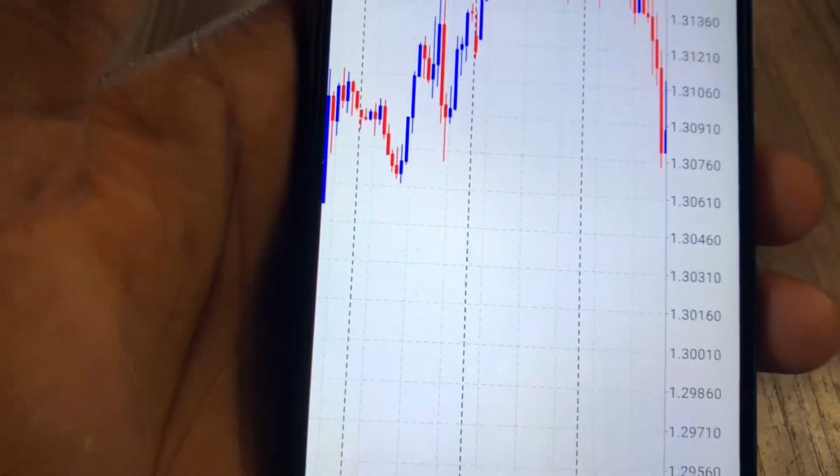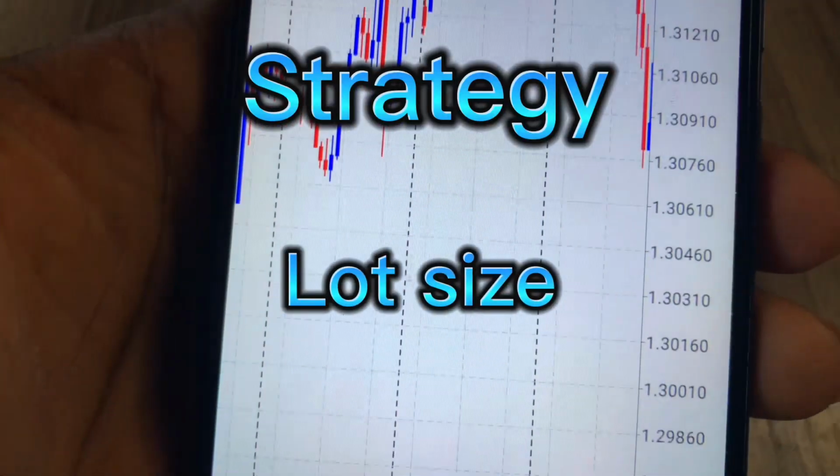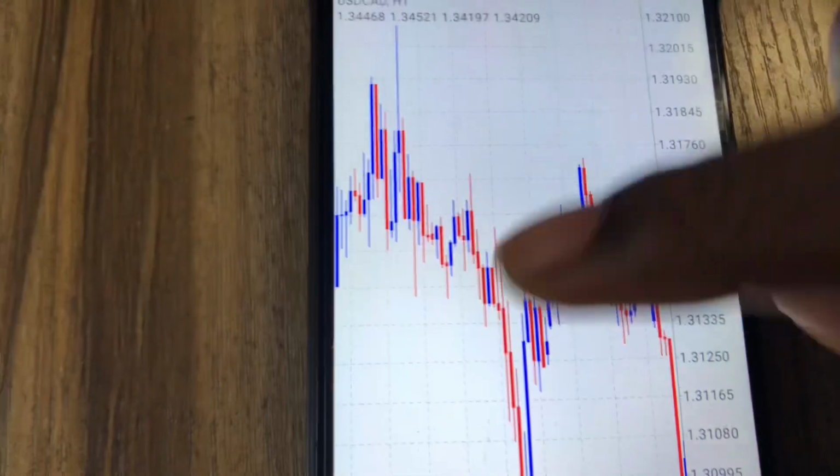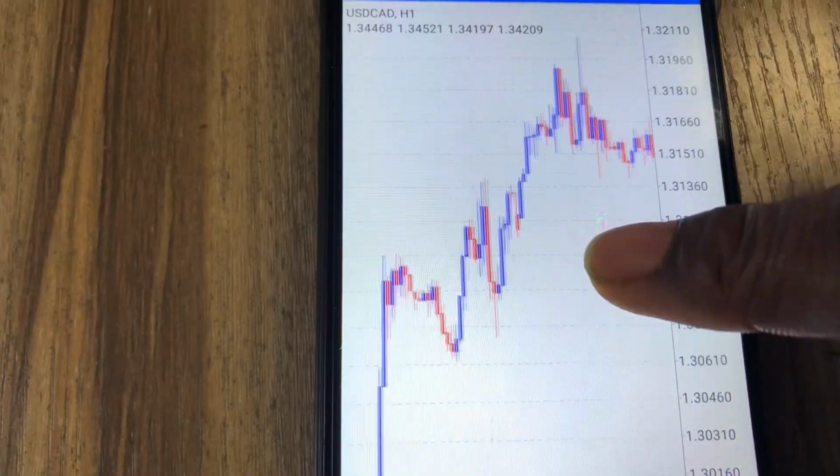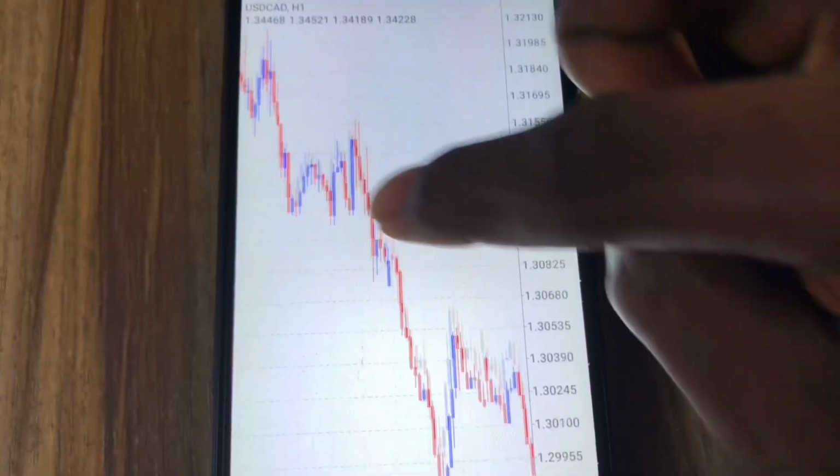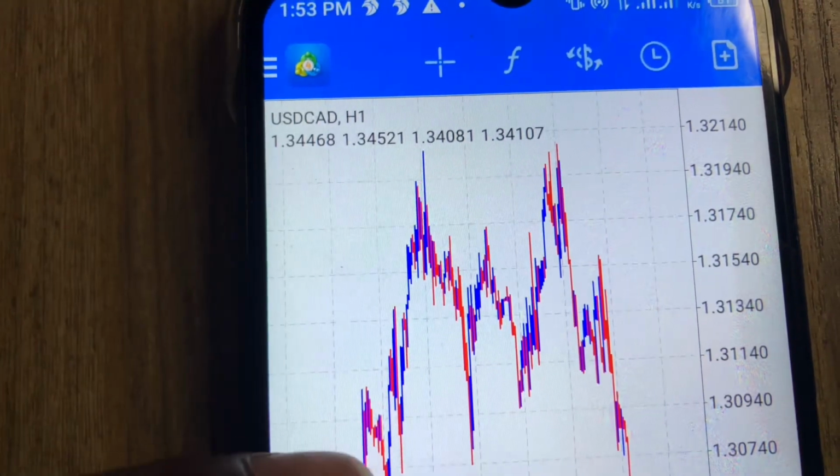So the three things I'm going to cover in this video are the strategy, application of lot size, and risk management. Now in case you don't know, there are three movements in the market, which are the uptrend, downtrend, and obviously consolidations in the market.